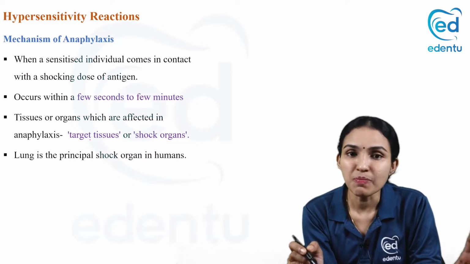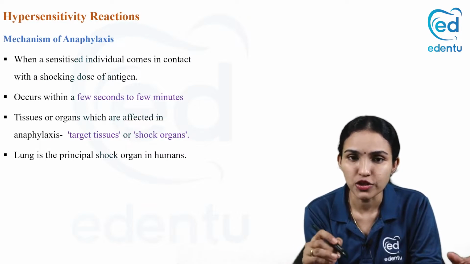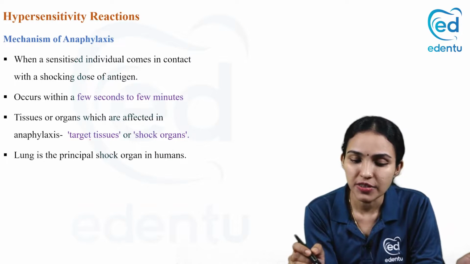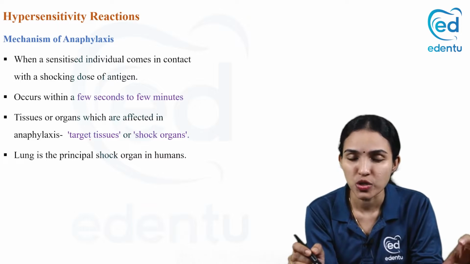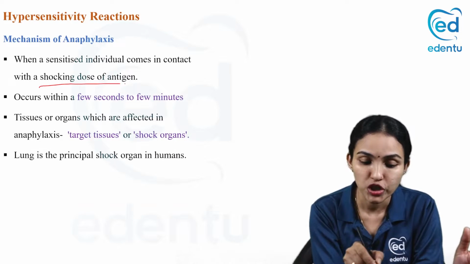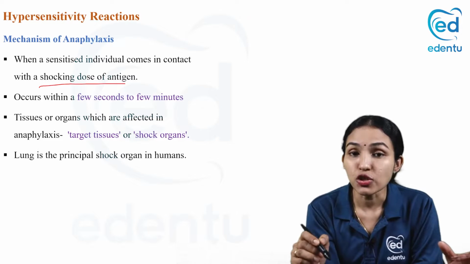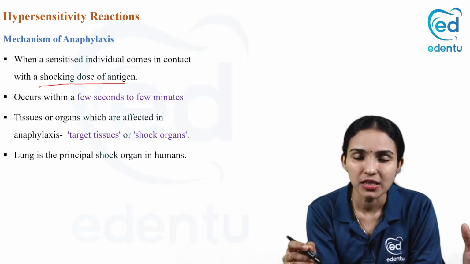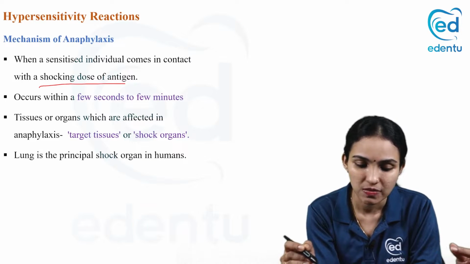So when this anaphylaxis occurs, we know atopy and anaphylaxis are there. What happens is, when a sensitized individual comes in contact with a shocking dose of antigen, once they are already sensitized, the second time they are exposed to a shocking dose of antigen, it occurs within a few seconds to a few minutes. The reaction is so immediate, that's why you call it immediate hypersensitivity.